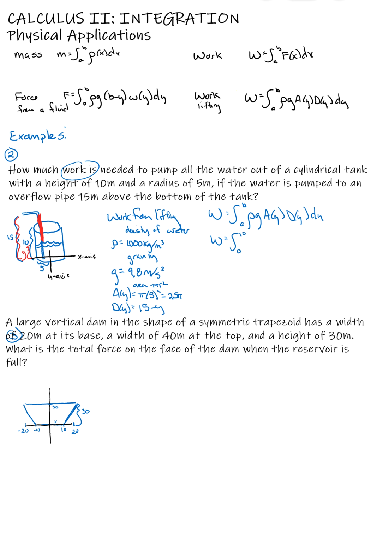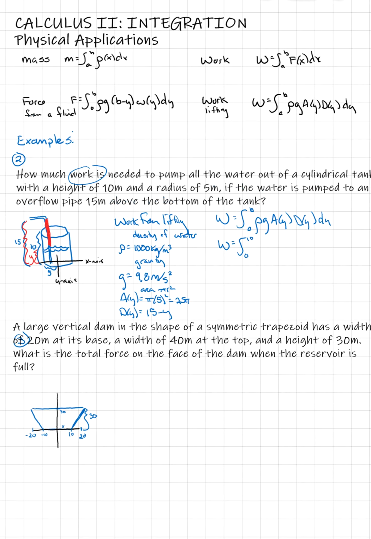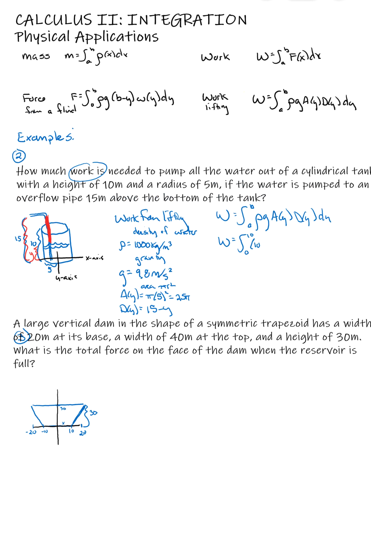All right, and now let's go ahead and fill in everything. Rho is 1,000 times G is 9.8. A is 25 pi. All of these are constants. How nice. D is 15 minus y. There's my only variable. So when it comes to integrating this, we could go ahead and factor out all of those constants. And all we really need to integrate, oh, isn't this nice? I just need to integrate 15 minus y dy.